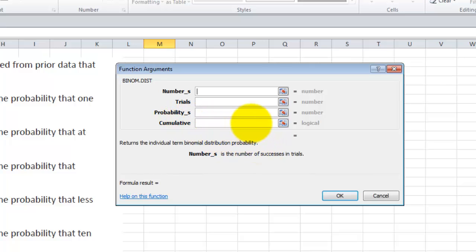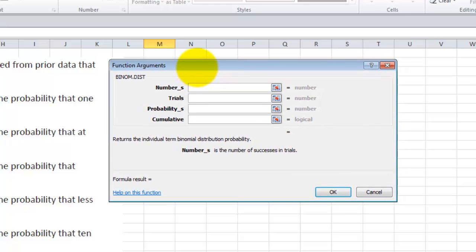All right. If the flag is set to true, then the probability will cumulate from 0 all the way to the value that we entered. For example, if we set the number of successes to 1 and we set the cumulative to true, then it will compute probability that x equals 0 plus x equals 1. In other words, it will do cumulative probabilities from 0 up to the number of successes we specified.